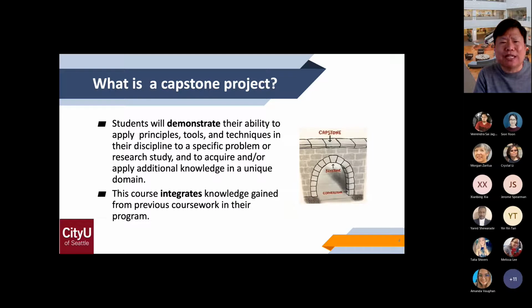Also, this course wants the ability to acquire or apply additional knowledge in a unique domain. That means it will be the special problem you are solving. Also, in this course, you have to integrate the knowledge gained from previous coursework in your program. So this is the capstone. Is everybody familiar with this definition?